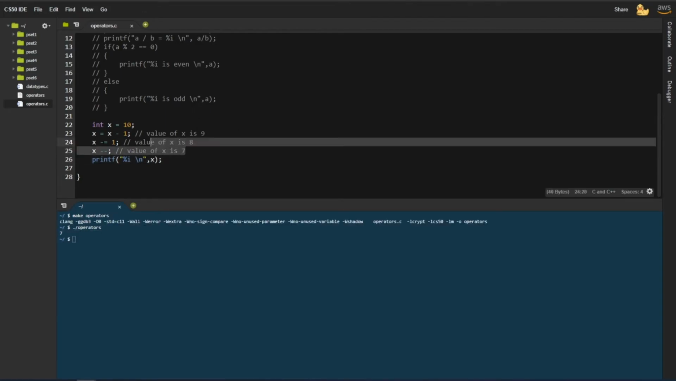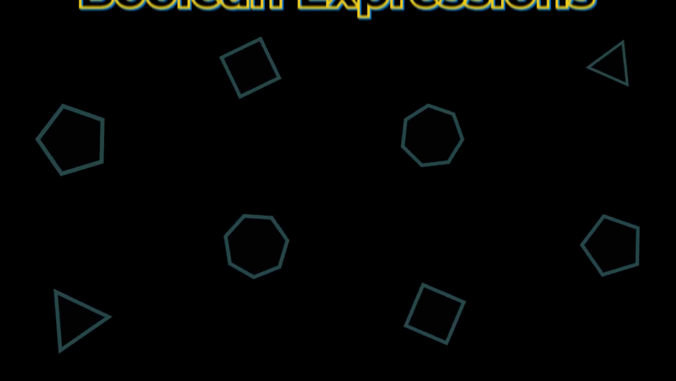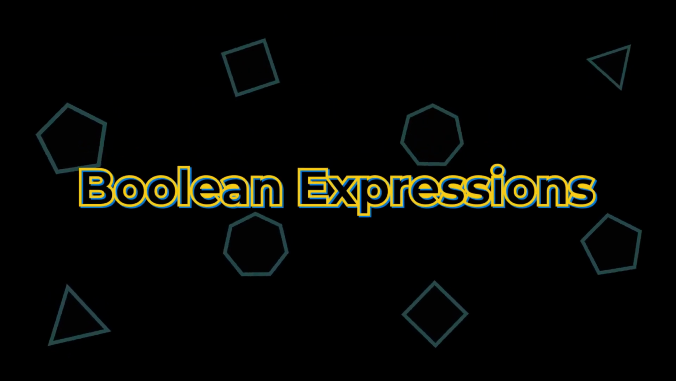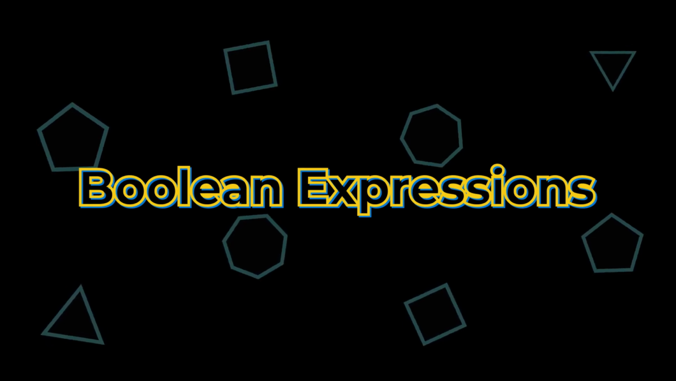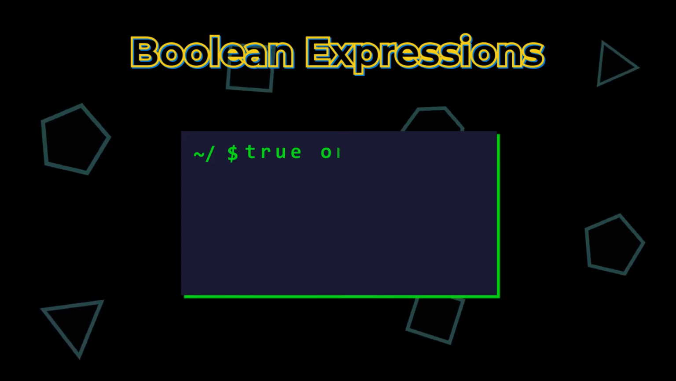Indeed, it is 7 because it gets minus 1 3 times. Okay, now that we've done some examples for operators, now let's move on to what are called Boolean expressions. And Boolean expressions are basically used for comparing values. All Boolean expressions give either one of two outputs, either a true or a false.